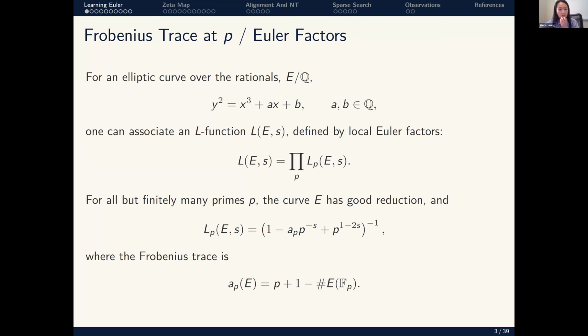The a_p is the Frobenius trace. In the case that p is a good prime for the elliptic curve, this a_p is explicitly p plus 1 minus the number of solutions of the elliptic curve over the finite field. So in some way, this number a_p, the Frobenius trace, encodes the information of the elliptic curve at the prime p.